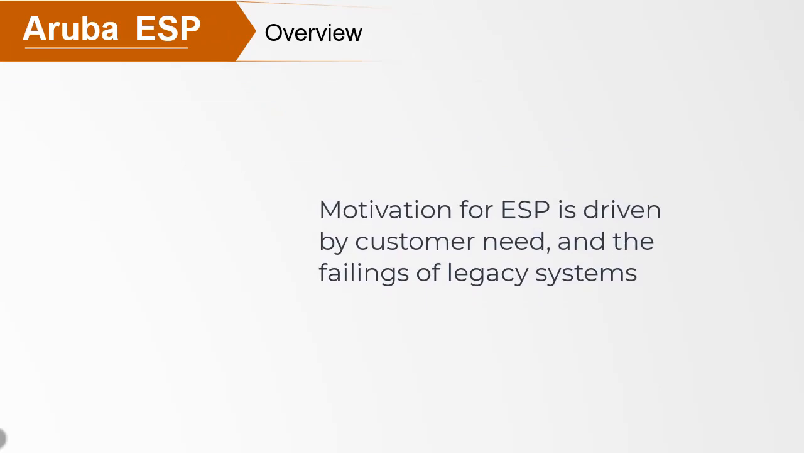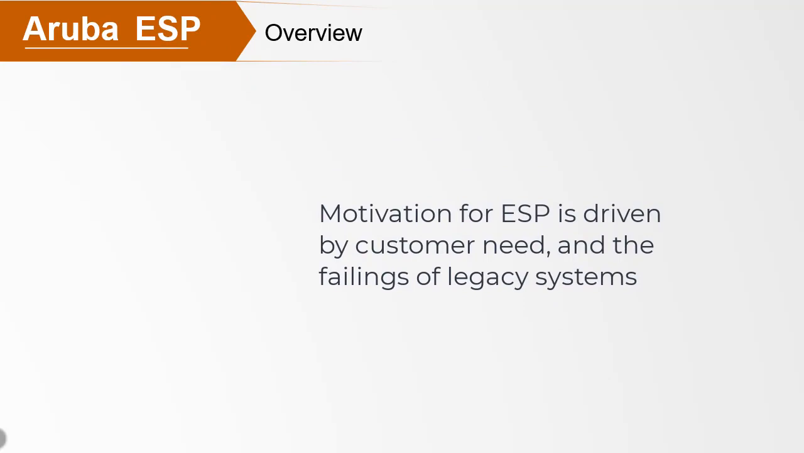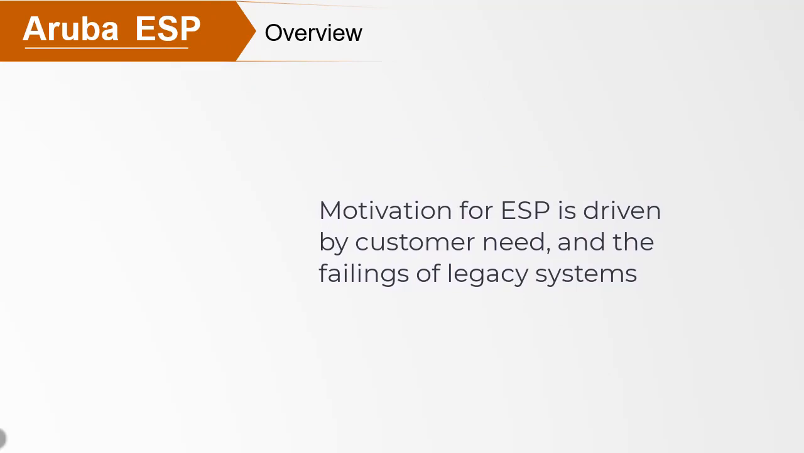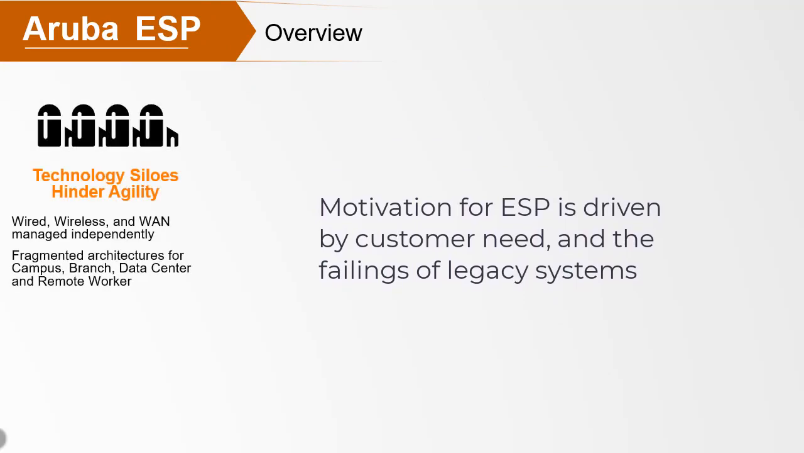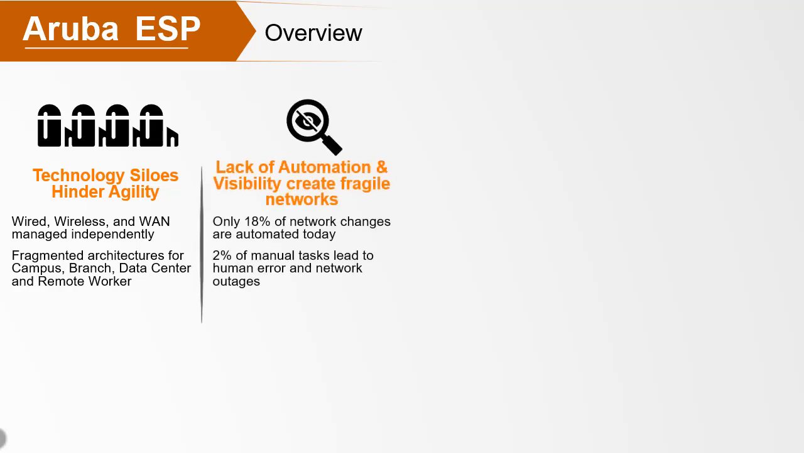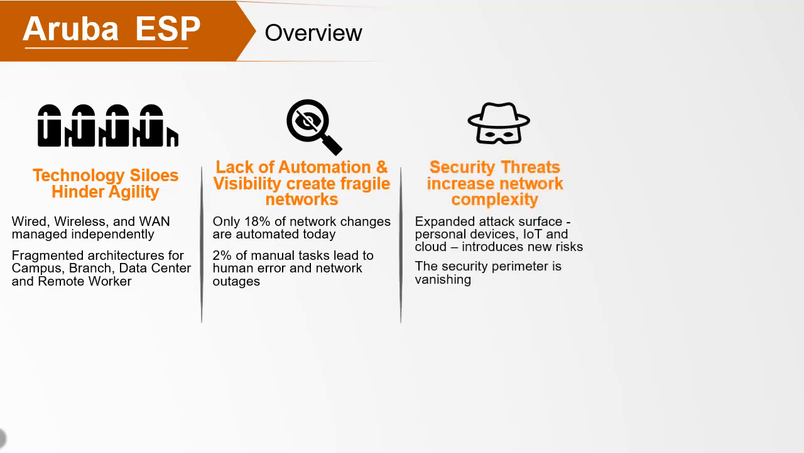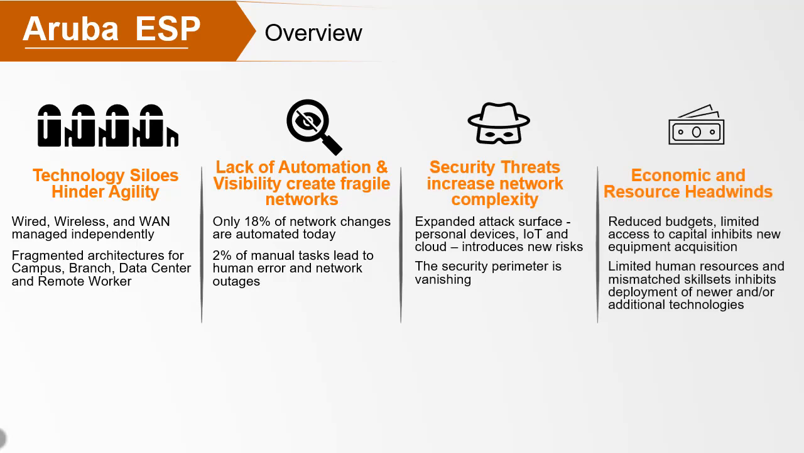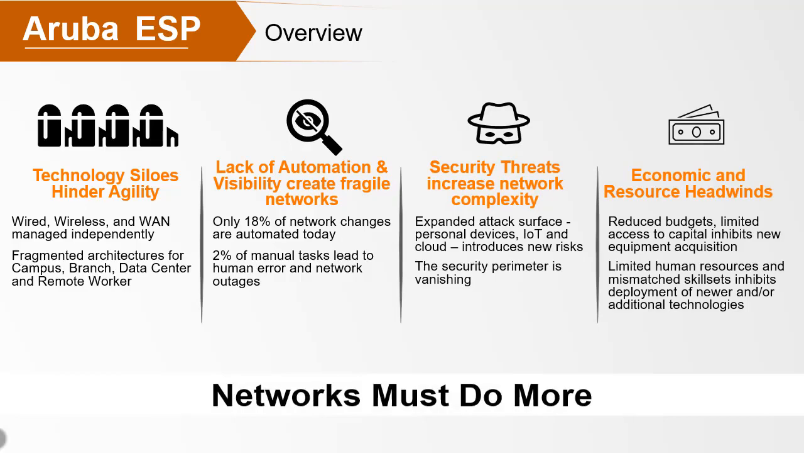Aruba's motivation for developing a modern Edge Services Platform, or ESP, is driven by customer need and the failings of legacy systems. Technology silos hinder agility with wired, wireless, and WAN systems managed independently, and fragmented architectures for campus, branch, data centers, and remote workers. Couple that with a lack of network automation and visibility, along with rising security threats, reduced budgets, and limited human resources, and it's not hard to realize networks must do more, starting with unifying those technology silos.